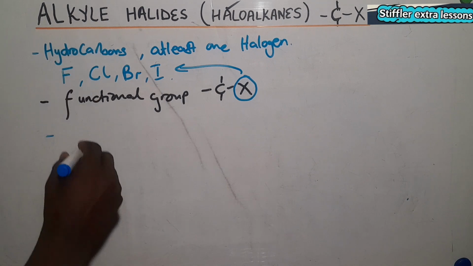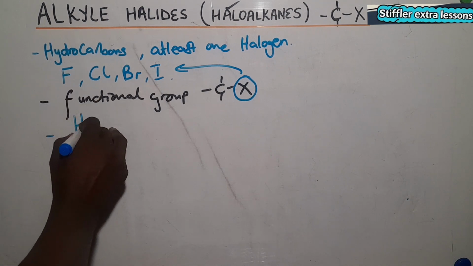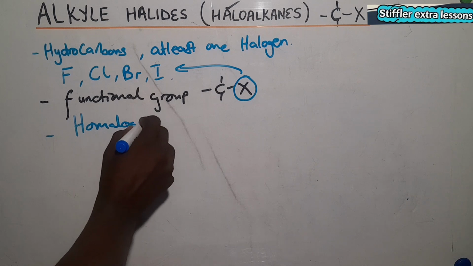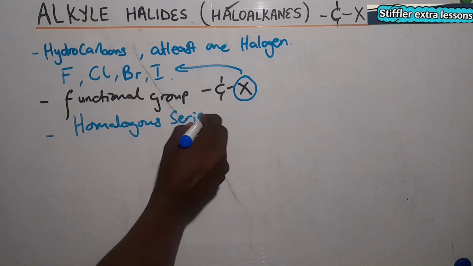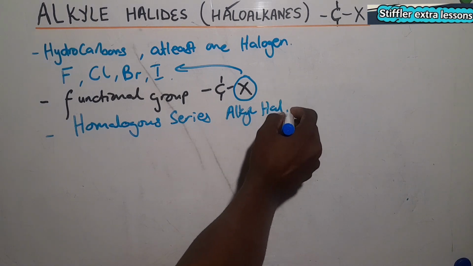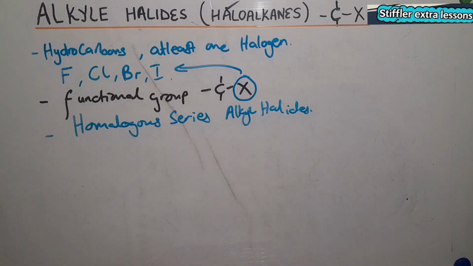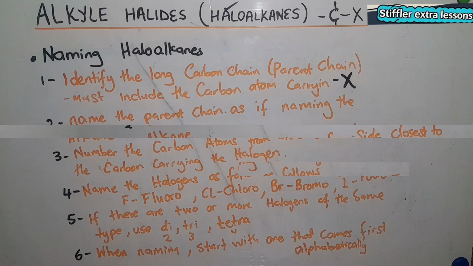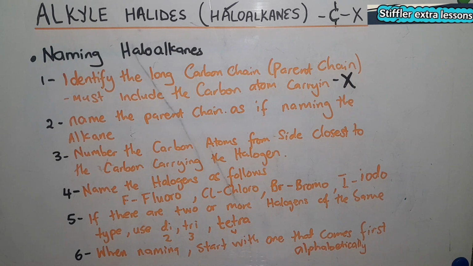As we said, they belong under the homologous series of what? Their homologous series is the alkyl halides, or we can say haloalkanes, right? So now let's focus on naming these hydrocarbons. How do we name haloalkanes? These are the rules that can help you to name haloalkanes.